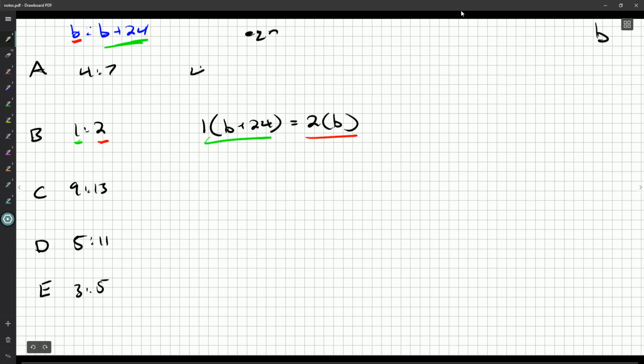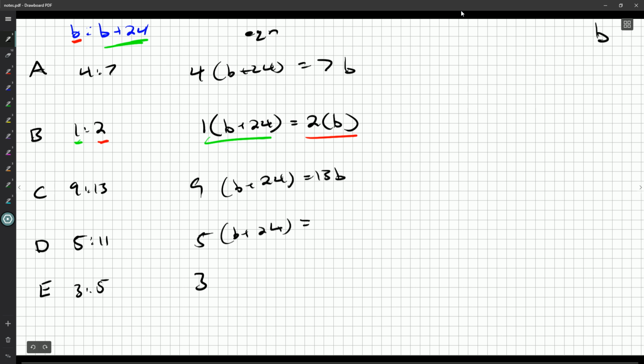So then we would have 4 times B plus 24 is equal to 7 times B. Or 13 B, no, 9, keep the first number in the ratio where it is. So 9, 5, 3. B plus 24 is 13B. 5B plus 24 is 11B. And 3B plus 24 is the same as 5B.